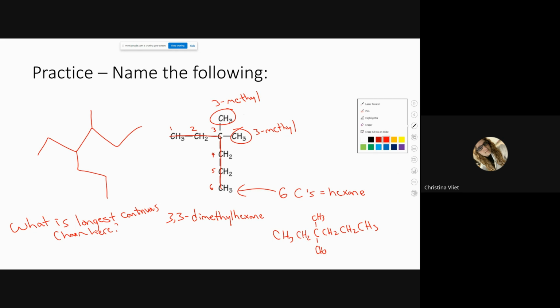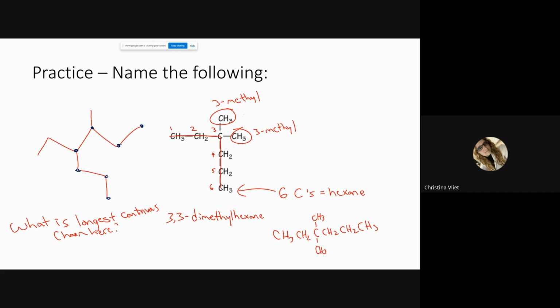Let me, I can see where it's at. It's 1, 2, 4, 5, 6. That's your longest carbon chain. Do you agree?